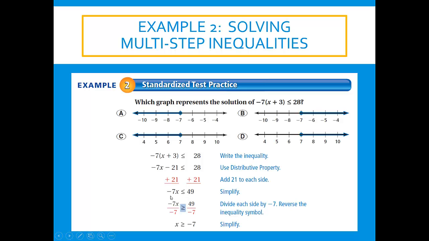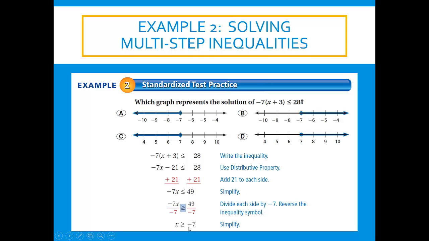And now we're going to divide by negative 7. When we divide by a negative, we need to reverse our symbol. So now instead of less than or equal to, we'll have greater than or equal to. So then we're going to get that x is greater than or equal to negative 7.